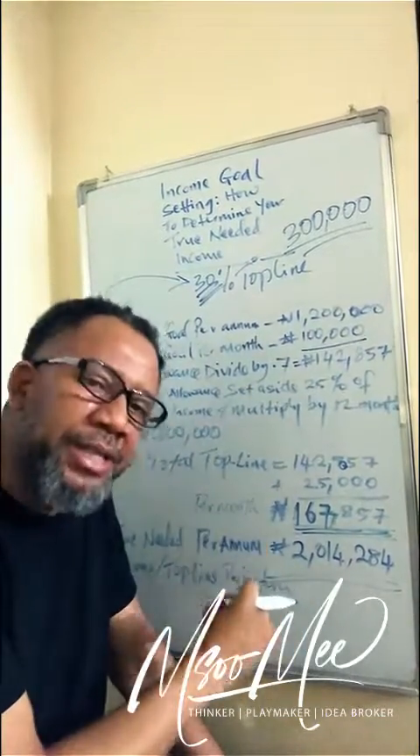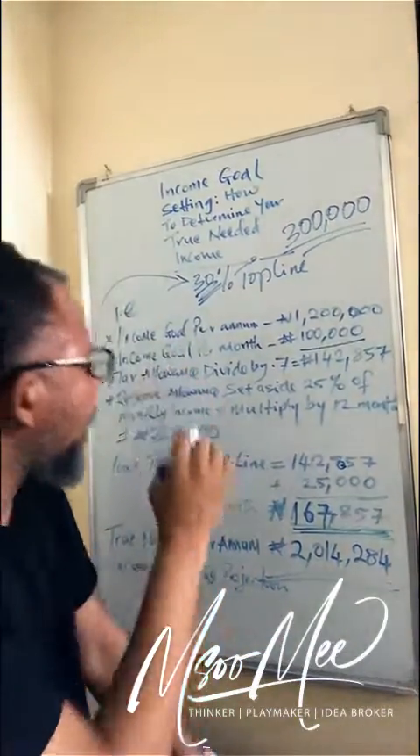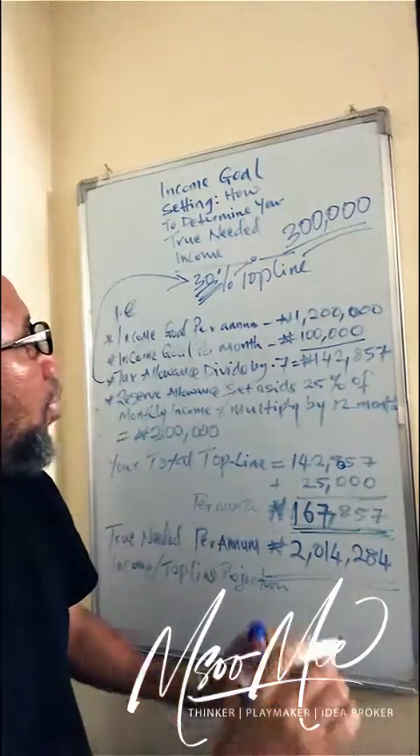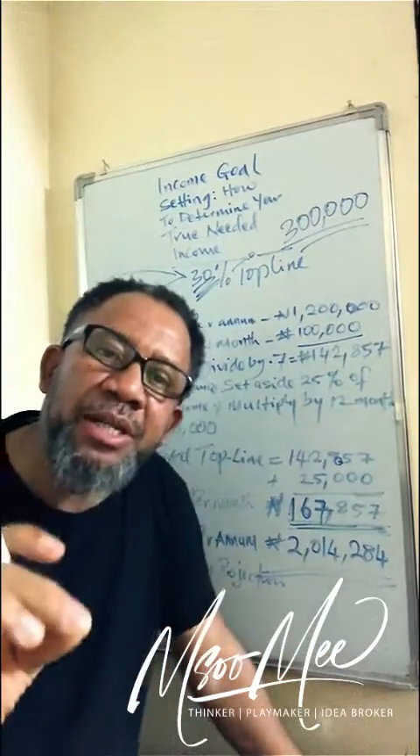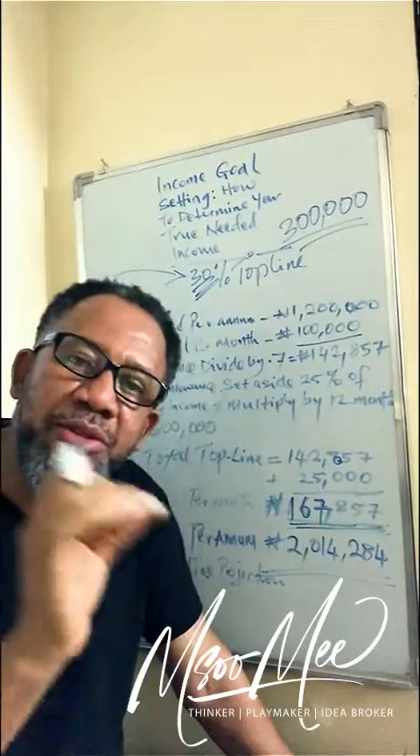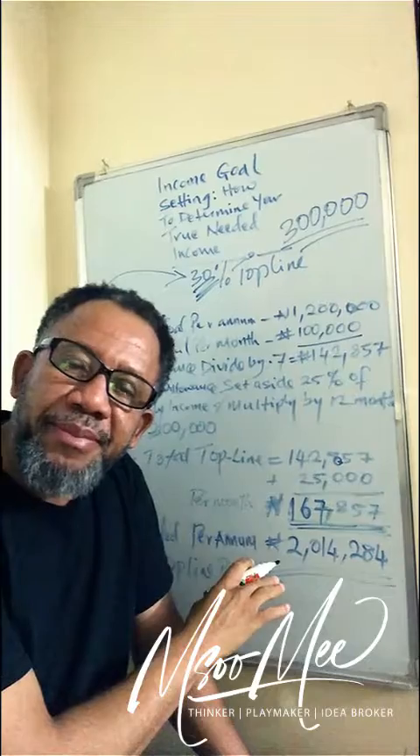Now, for you to work towards raising your true needed income, for you to be able to isolate your 1.2 million naira, the one that is extremely important for you to live the life that you have set out to live for yourself, you need to raise 2 million naira in order to enjoy that income.